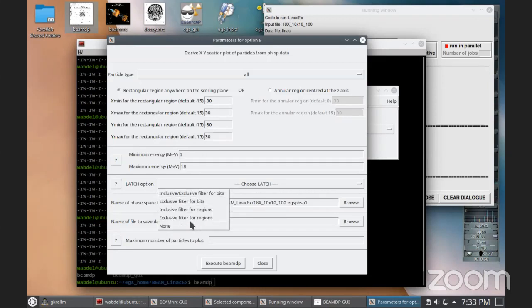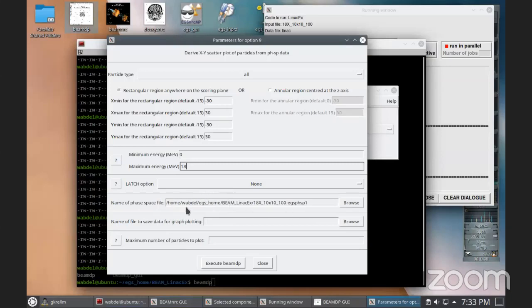Okay, this is not a latch. If I wanted to, I could ask it to get only the particles with a particular latch. Since I'm going to put no, and that's the phase space file, we're going to put a graph. Maximum number of particles to plot: we have 37,000, let's put 1,000, okay? And then we can blow it up.